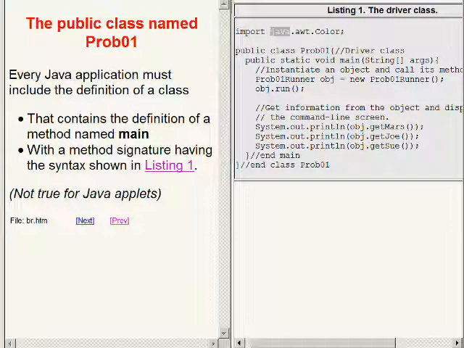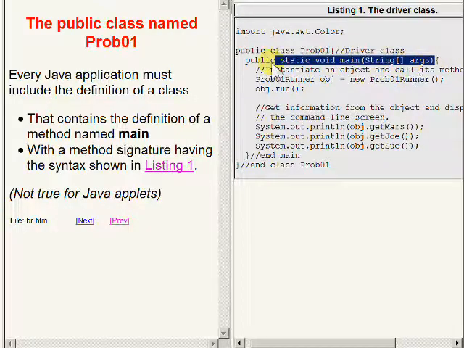Every Java application must include the definition of at least one class. That class must contain the definition of a method named main. The method named main must have a method signature with the syntax that I am going to highlight right now. It is possible to make a couple of minor variations to that syntax. However, they are insignificant modifications, and my advice is to simply memorize the syntax that I have highlighted on the right-hand side of your screen for the main method, and it will always work.